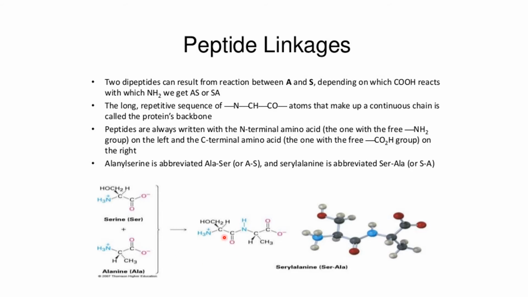So the linkage between the two is the peptide bond, C double bond O, NH. On the left hand side you will have the N terminal, and on the right hand side you will have the C terminal. The N terminal is because of the free NH2 group and the C terminal is because of the free CO2H group. That is, this is the N terminal and this is the C terminal.